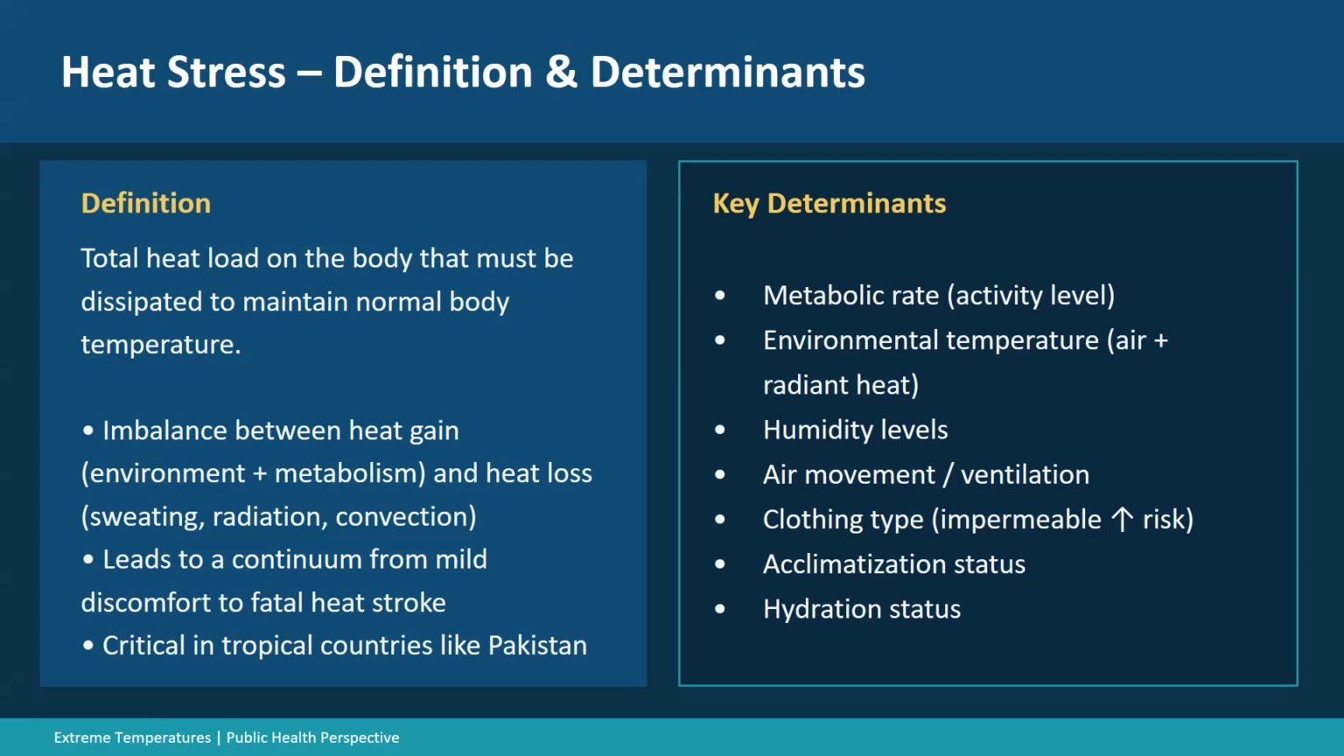The key determinants of heat stress are the metabolic rate, which is the activity level, the environmental temperature, the air plus the radiant temperature heat, the humidity levels, air movement or ventilation, clothing type, whether it is permeable or not, the acclimatization status, and the hydration status.